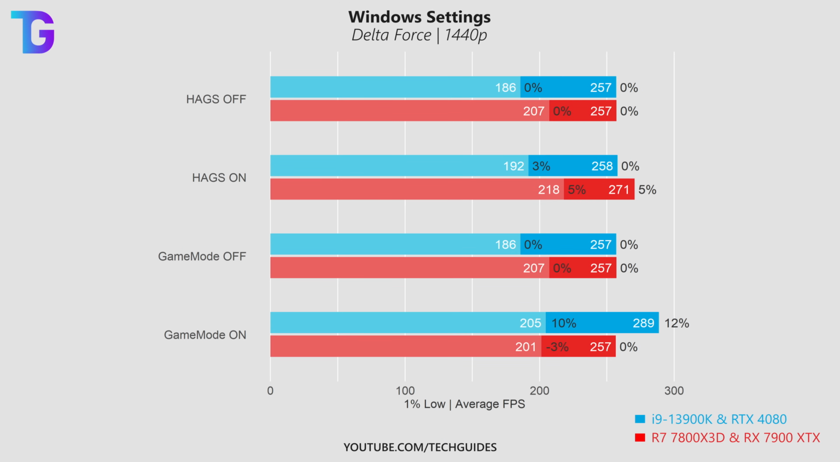Starting off with a couple of Windows settings, here you can see the performance impact of hardware-accelerated GPU scheduling and game mode. On both of my systems, I'm seeing a slight improvement in performance with hardware-accelerated GPU scheduling turned on. On the other hand, game mode only seems to boost performance on my Intel and Nvidia-based system. However, because it doesn't appear to significantly reduce performance on the old AMD system either, my recommendation would be to turn both of these settings on for the highest performance in DeltaForce.